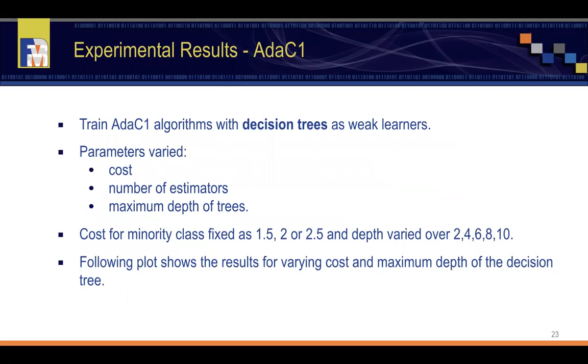Now I'll present the results for the ADAC1 algorithm. Here, the results are only presented for the ADAC1 algorithm, and other algorithm results can be found in the thesis. The ADAC1 algorithm is trained with a decision tree as weak learners. Parameters that are varied are the cost ratio between the good frames and the bad frames, the total number of estimators, and the maximum depth of the decision tree. For training, the good frame class cost is fixed as 1, and the bad frame class cost is varied as 1.5, 2, and 2.5. And the maximum depth of the tree is varied as 2, 4, 6, 8, and 10.